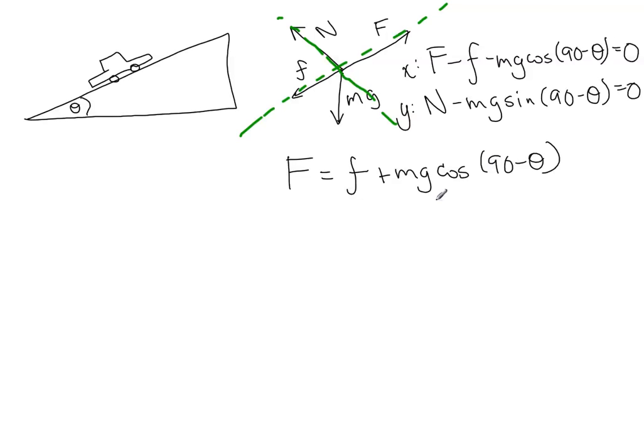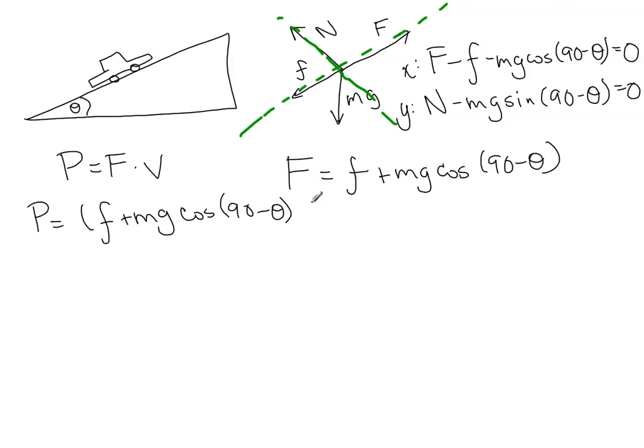Now, it talks about the power. Well, the relationship between power and force is power is equal to force times velocity. And we know the velocity, they gave it to us in the problem. So I can plug in my force into the power equation and get power equals the friction plus mg cosine(90 minus theta) times velocity. And then I can solve that for theta.